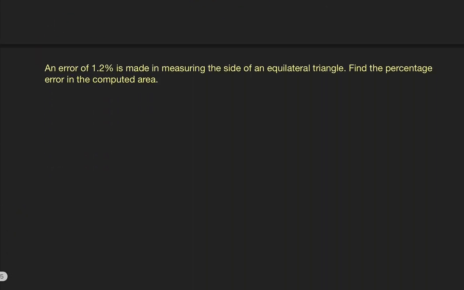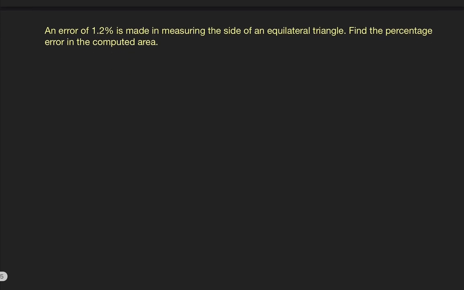Alright, next example. An error of 1.2% is made in measuring the side of an equilateral triangle. Find the percentage error in the computed area. So we are talking here about an equilateral triangle. There is an error in measuring the side, so of course there would be a corresponding error in the computed area.